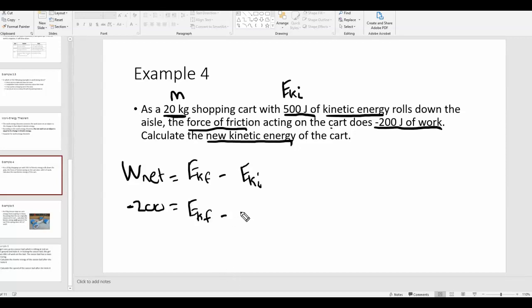And the initial kinetic energy is 500 joules. So if I want EK final by itself, I need to add 500 to both sides. And I get EK final is negative 200 plus 500, which is 300 joules. And that is the answer to the question.